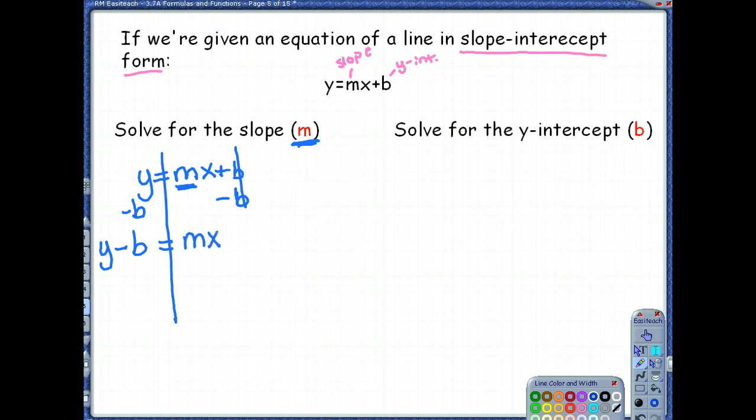Now my goal is to get the m all the way by itself. So I want to get rid of this x. X is being multiplied by m, so I want to divide both sides by the x. So I want to divide each term, not just one piece, but each term, by that x. So I could say that y over x minus ab over x is equal to our m.